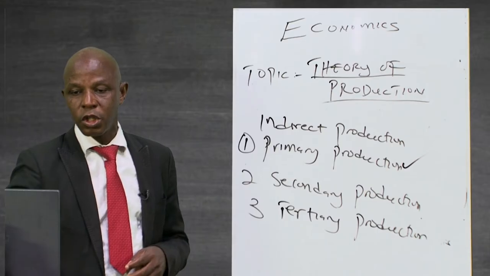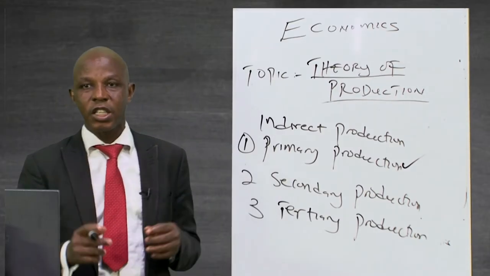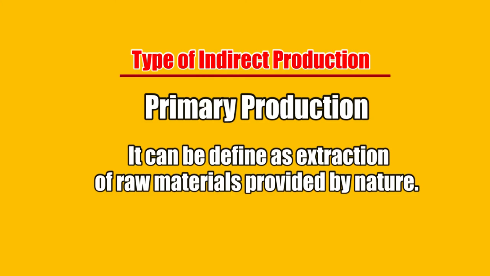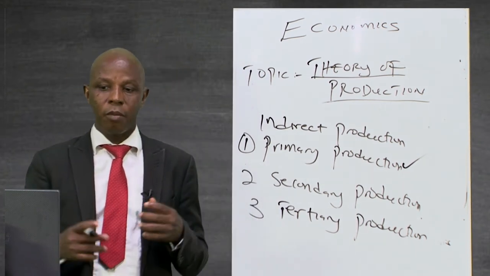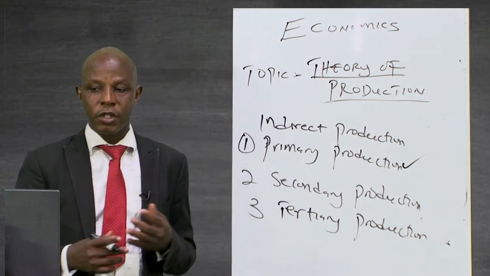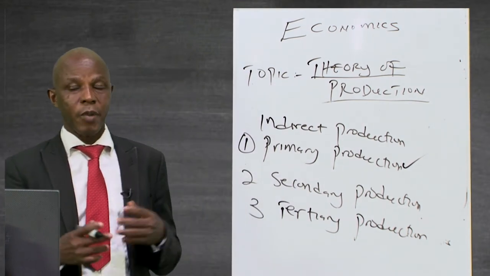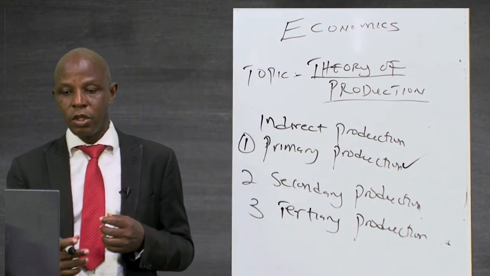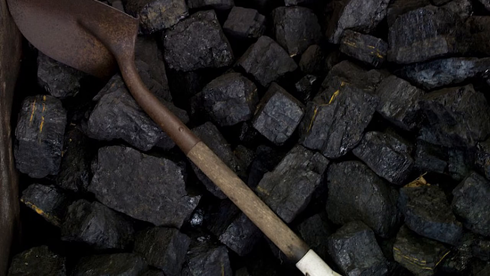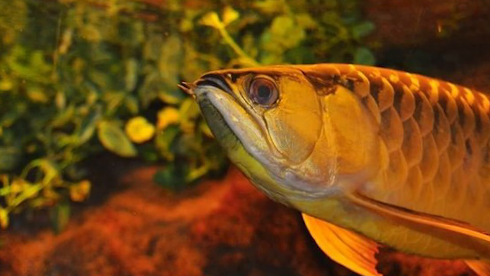So what is primary production? Primary production is extraction of raw materials provided by nature. So it's concerned with obtaining raw materials in their natural form, from land, air, or water. Natural resources. Examples are raw materials from agriculture, from mining, from fishing. There are two pictures you can see there: the first one is coal from mining, and the other one is fish from the river or through fishing. So these are raw materials provided by nature.